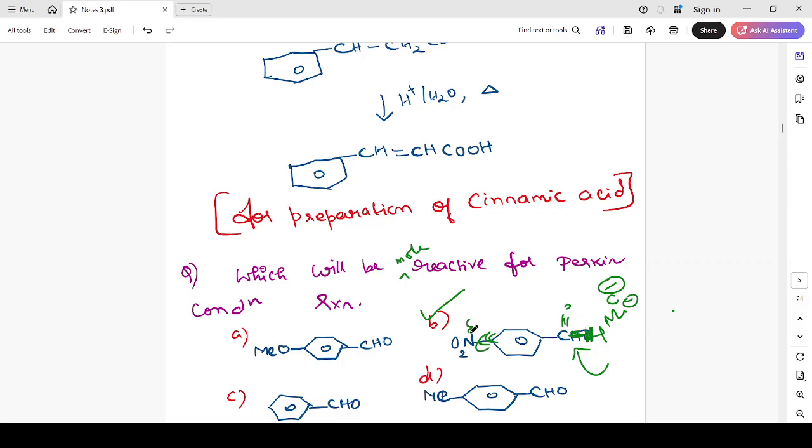NO2 is an electron withdrawing group. So it will increase the electrophilic nature of this carbonyl. But here I am having OMe, which is a plus M group. I am having Me, whose hyperconjugation effect will provide electrons. Therefore, B will be more reactive for Perkin condensation reaction.